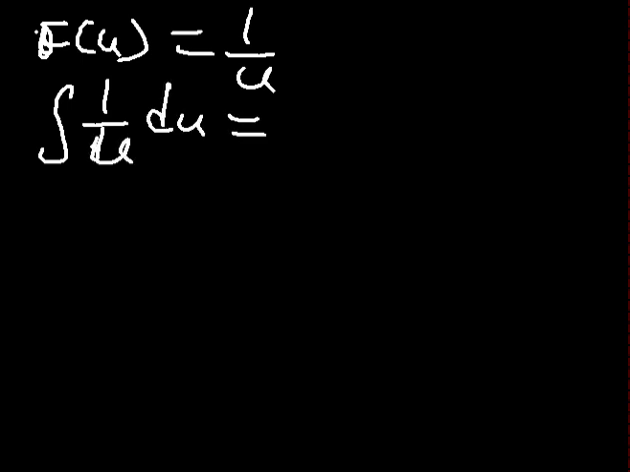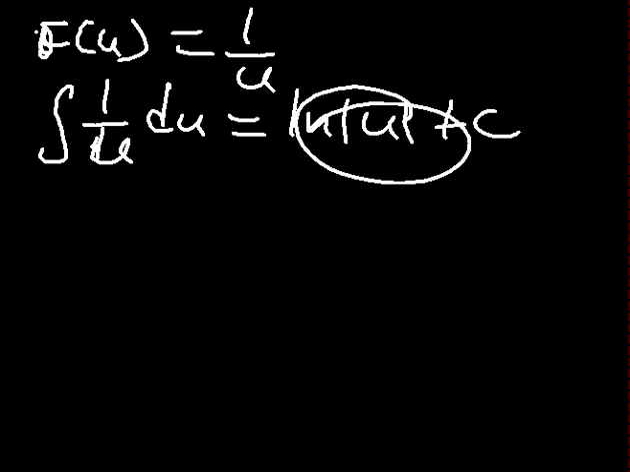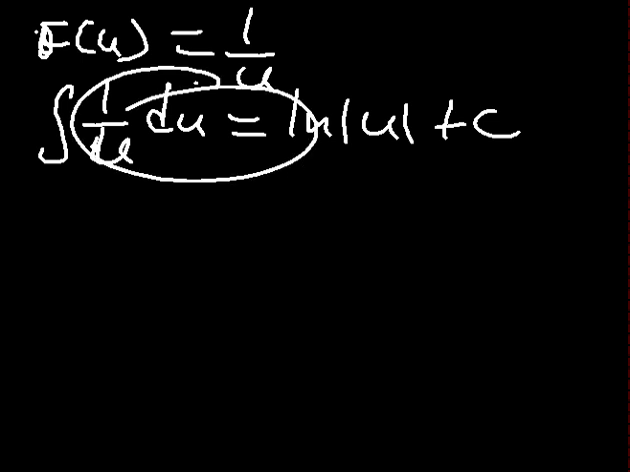So in this case, according to the principle, the integral is given as the natural log of the absolute value of u plus c. Now this is the formula. So how should we accomplish this one? Let's work through it together.